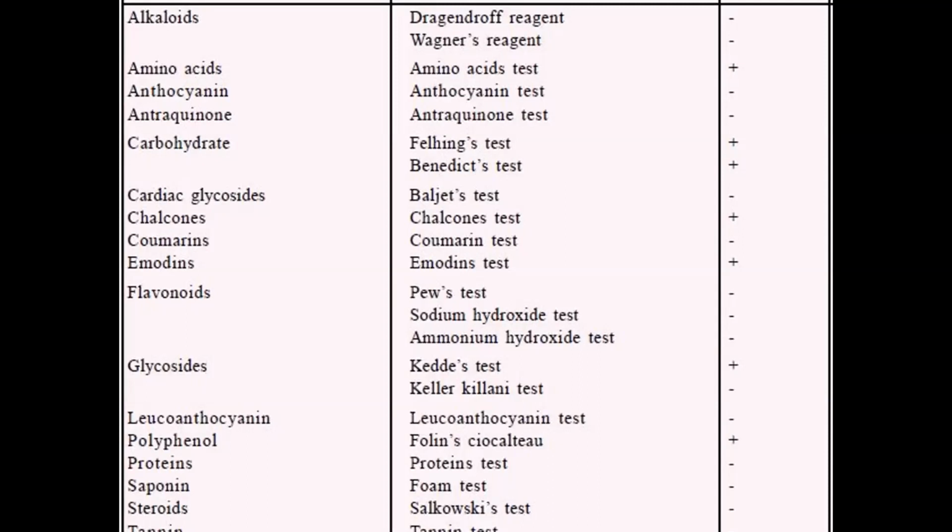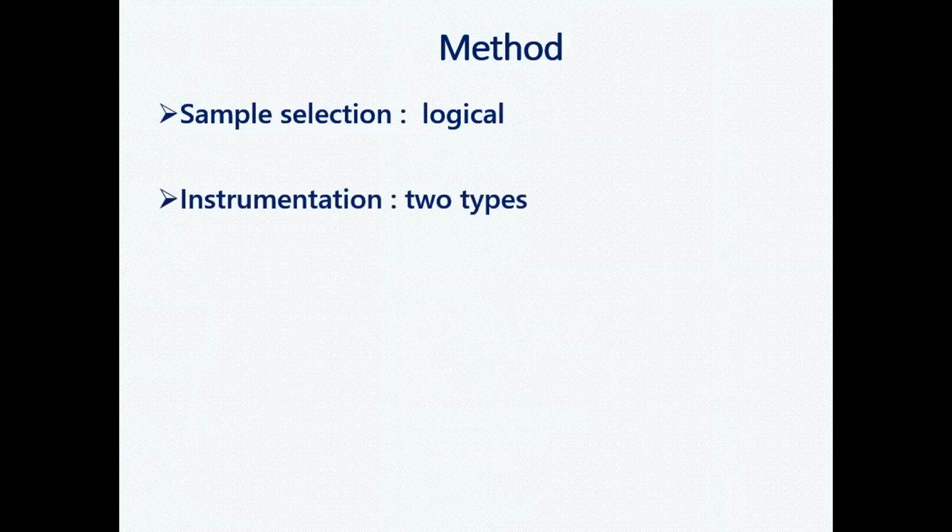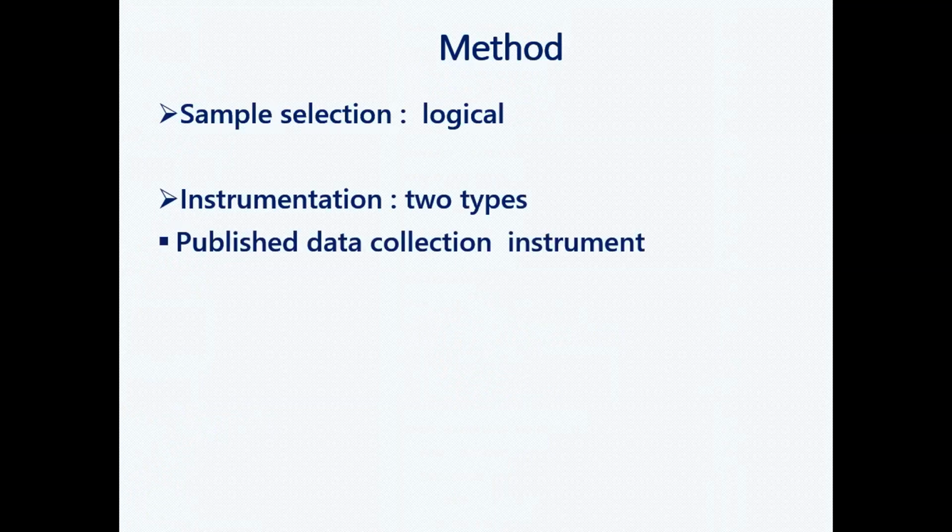Yes. Okay. So as we go further, there are other methods. Methods can have different features, or there are some points which have to be considered. So what are these points? First, the sample selection, which has to be logical. Second is the instrumentation, meaning what instruments are used. From where can you get the information about this instrument?